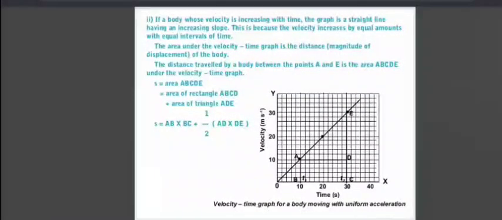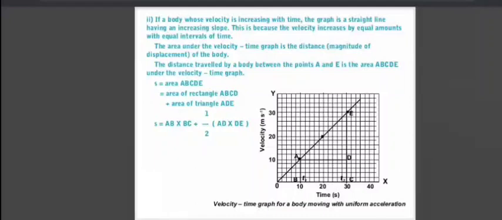Now, if the velocity-time graph is a slanted line, you can see again it is a straight line. A straight line means it is making uniform motion. From a velocity-time graph you can find two things: either you can find the acceleration, or you can find the distance.